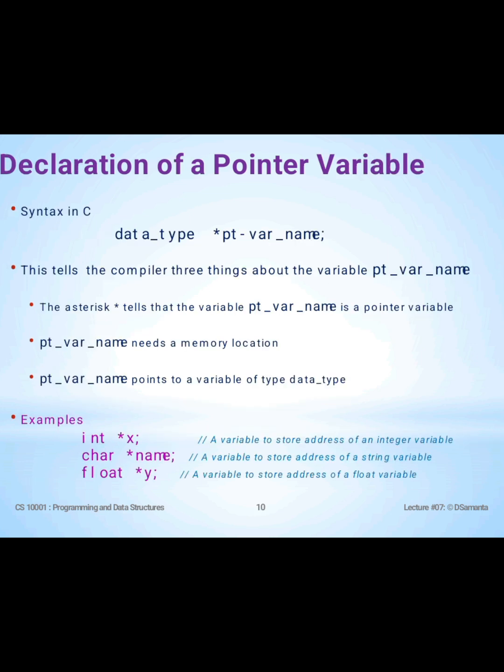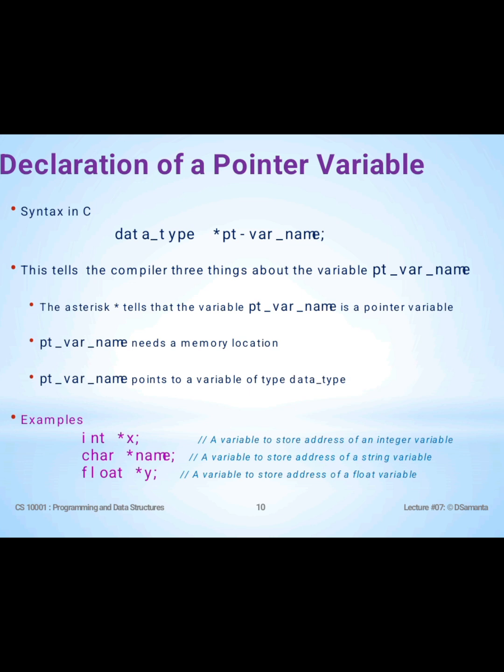Declaration of a pointer variable. Syntax in C: data_type *pointer_variable_name; This tells the compiler three things about the variable pointer_variable_name. The asterisk tells that the variable pointer_variable_name is a pointer variable. Pointer_variable_name needs a memory location. Pointer_variable_name points to a variable of a data type.